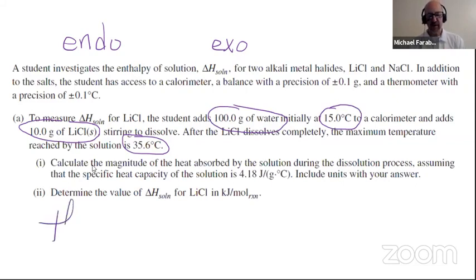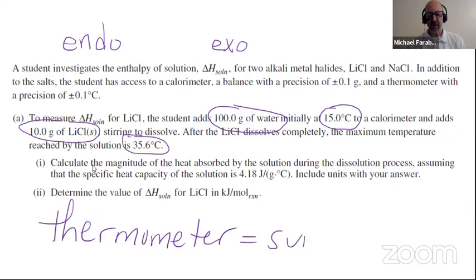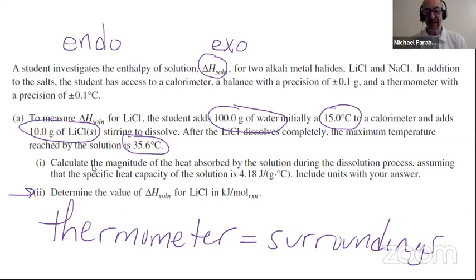Remember that the thermometer is typically considered to be part of the surroundings. That's important that you understand that, because they're going to ask you for the delta H in Roman numeral 2, and if you get the wrong sign, you might not get credit for this. Okay, so consider what we have.